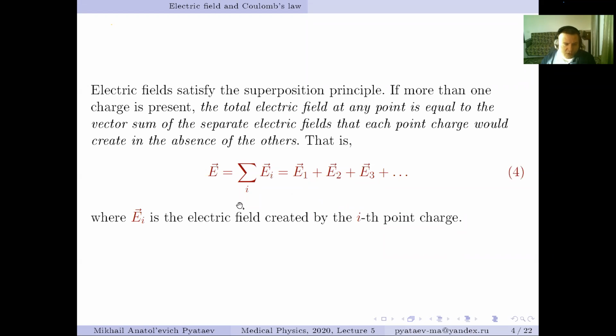In the case of point particles, E sub i is the electric field created by the i-th point charge.